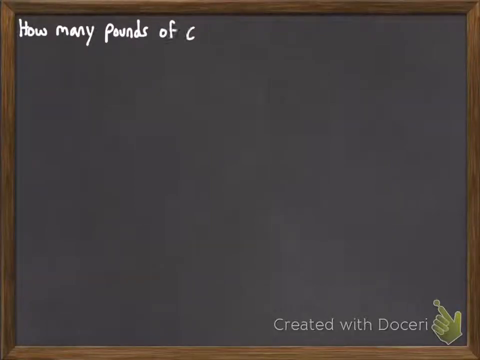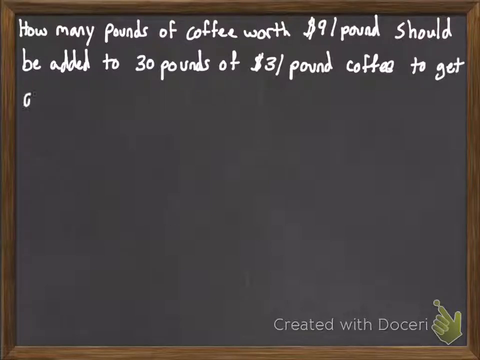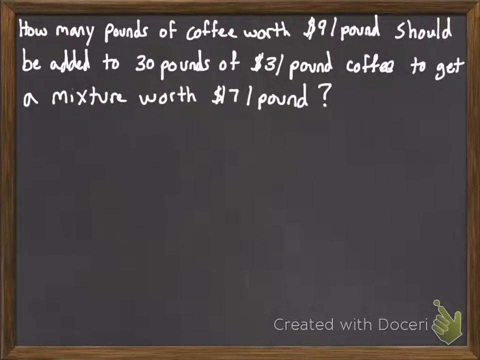The question was related to this problem, which was how many pounds of coffee worth $9 per pound should be added to 30 pounds of coffee that's worth $3 per pound, so that we get a mixture that's worth $7 per pound. So a lot of information. So let's begin by drawing a picture.